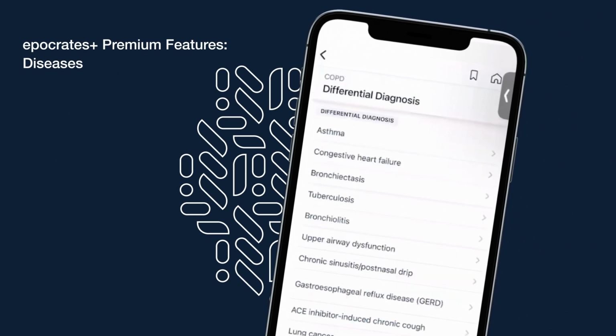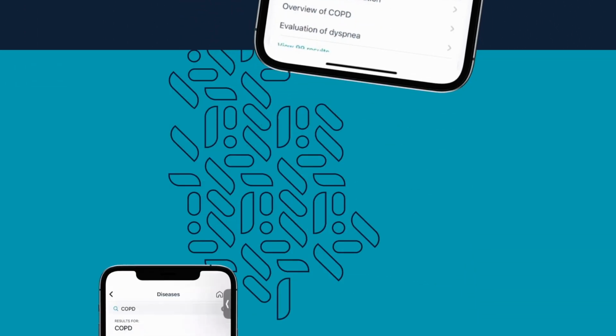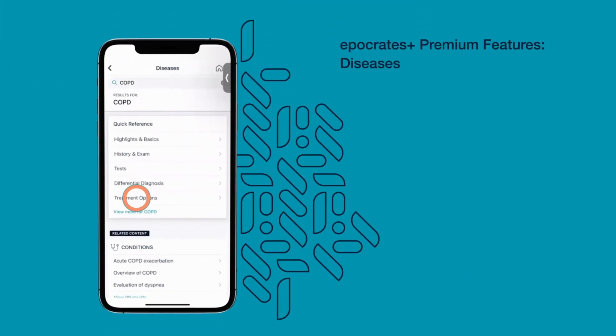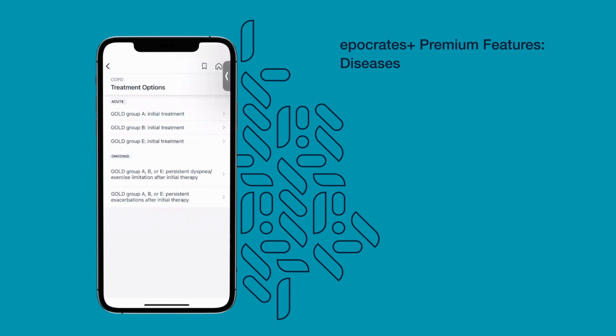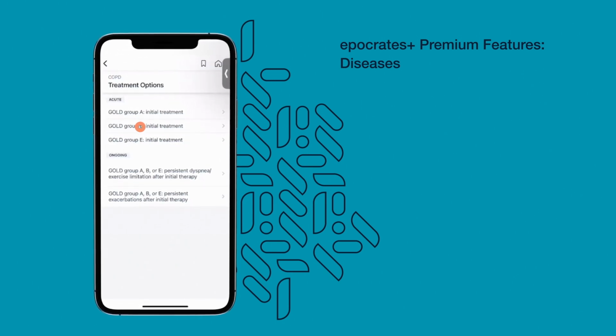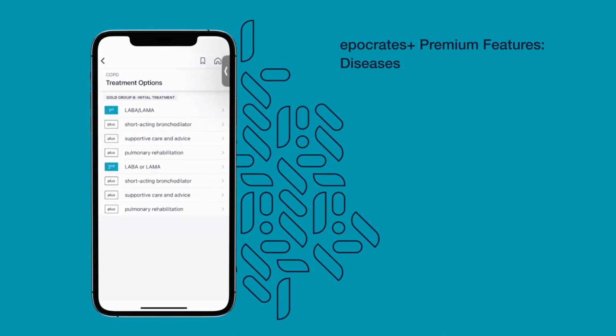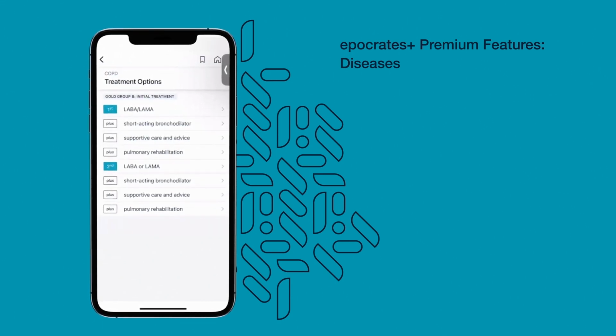But let's say we're pretty confident in our diagnosis of COPD in this patient, and we're ready to move on to treatment. Under treatment options, we're going to see that patient-centric stratification that I mentioned earlier. Let's tap into Gold Group B, Initial Treatment, to see first and second line treatment options listed for our patient.